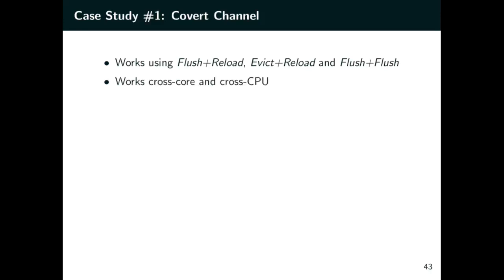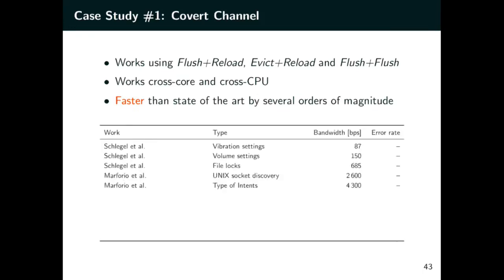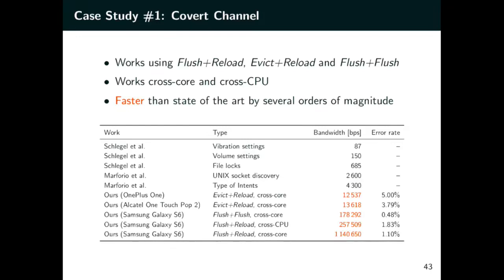So our covert channel works cross-core and also cross-CPU, and is way faster than any of the state-of-the-art covert channels which have been published. For instance, we had a covert channel using the volume settings, and it only got 150 bits per second. Or one using the type of intents with 4K bits per second. So, our covert channel, in the best case, using Flush+Reload, had 1 megabit per second.